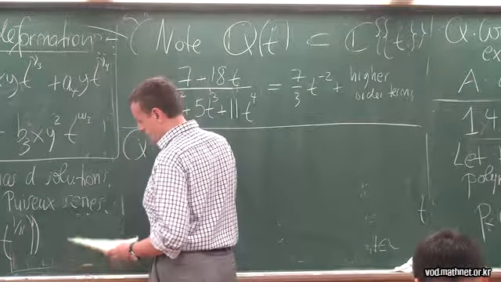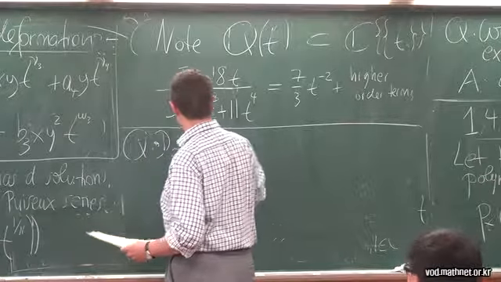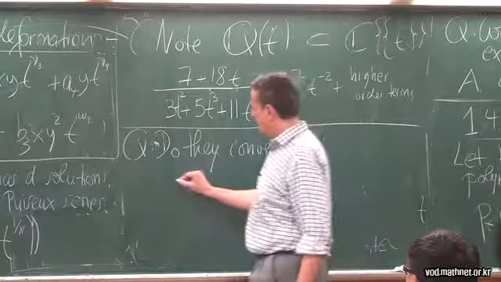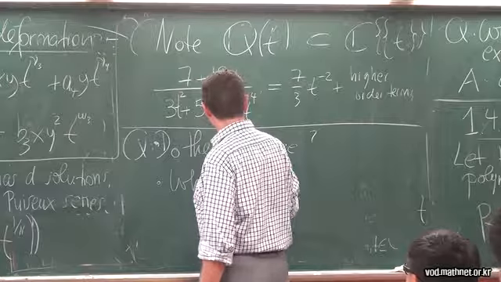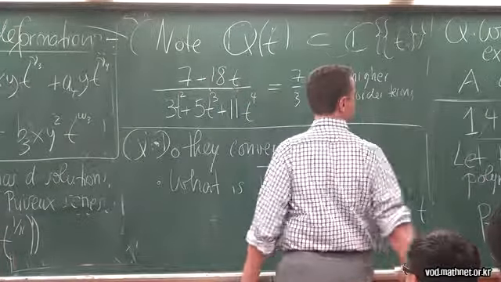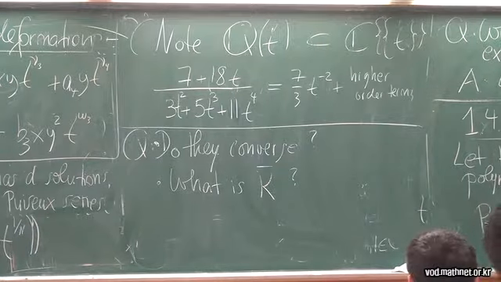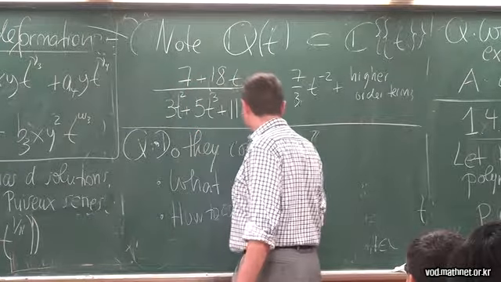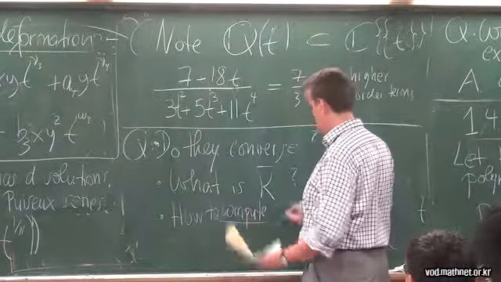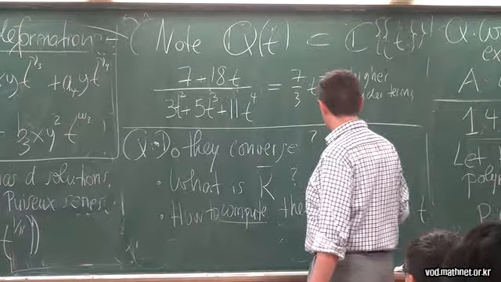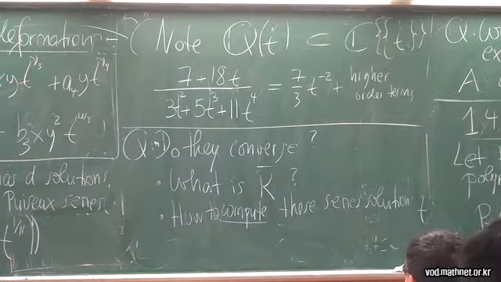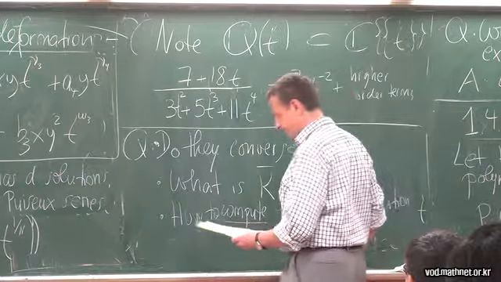Okay, so what about Puiseux series? Do they converge? Here are some questions. Do these series actually converge? What is K bar? Well, that's K. What's K bar? How to compute these series solutions? Right, so I give you a polynomial in one variable with coefficients in here. How do you actually compute this?